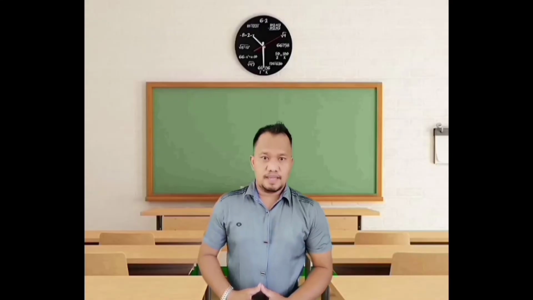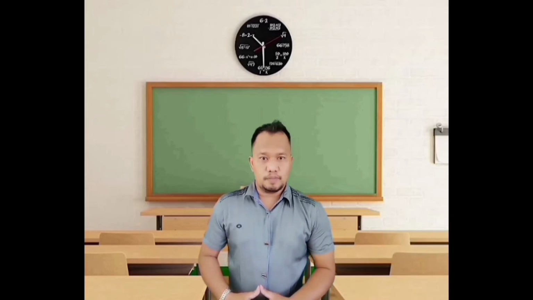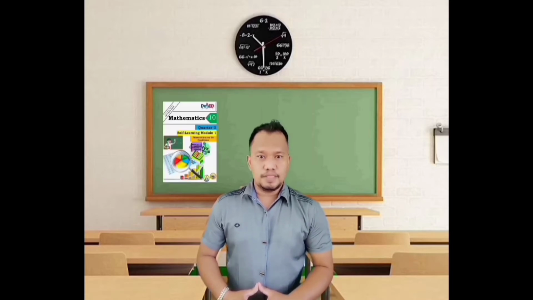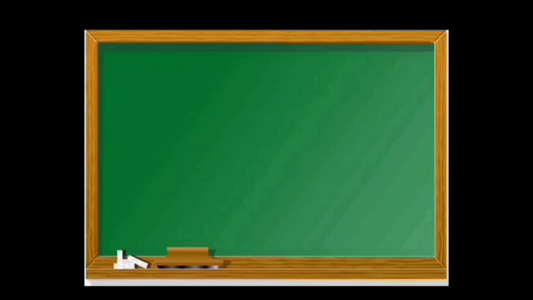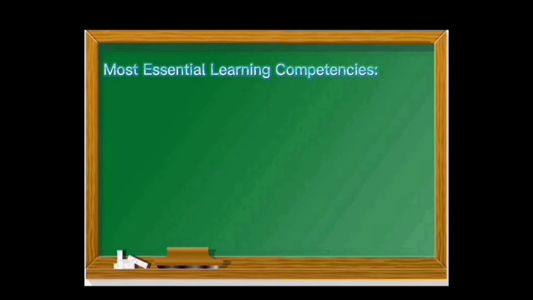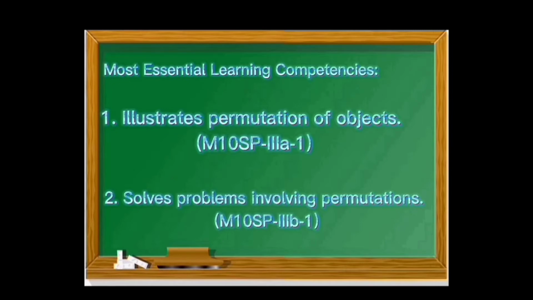Hi guys, we're back again for a brain exercising learning. But before we start our discussion, I want you to prepare a pen, a notebook, your printed module, and a calculator. So our most essential learning competencies are: first, illustrates permutation of objects. Second, solves problems involving permutations.